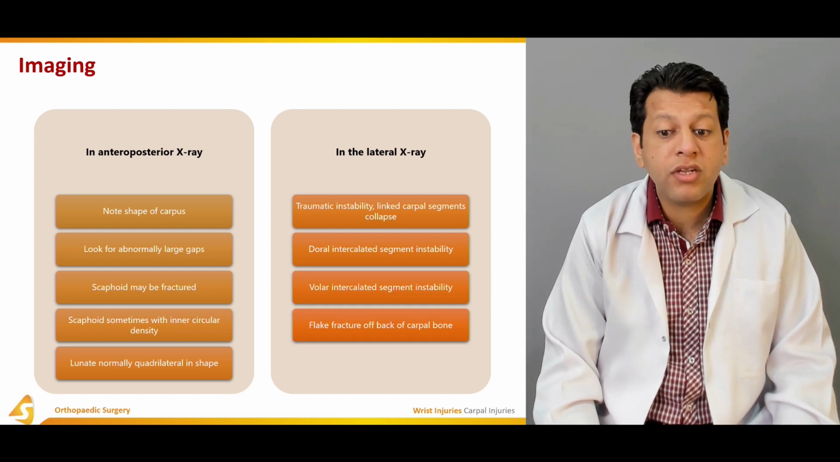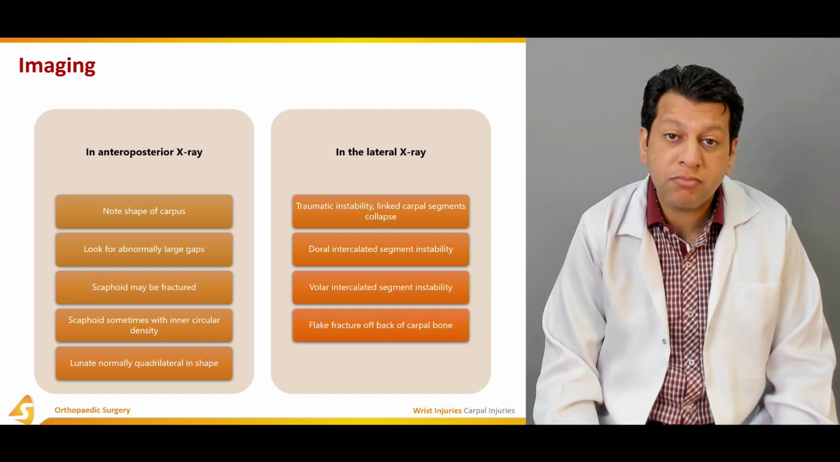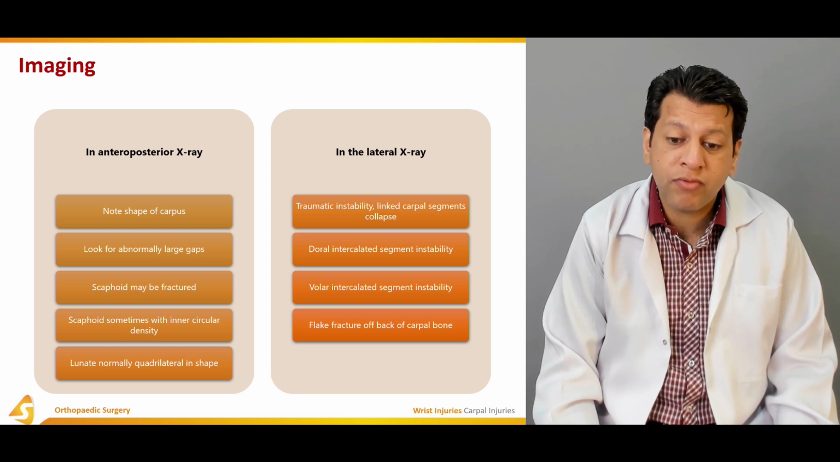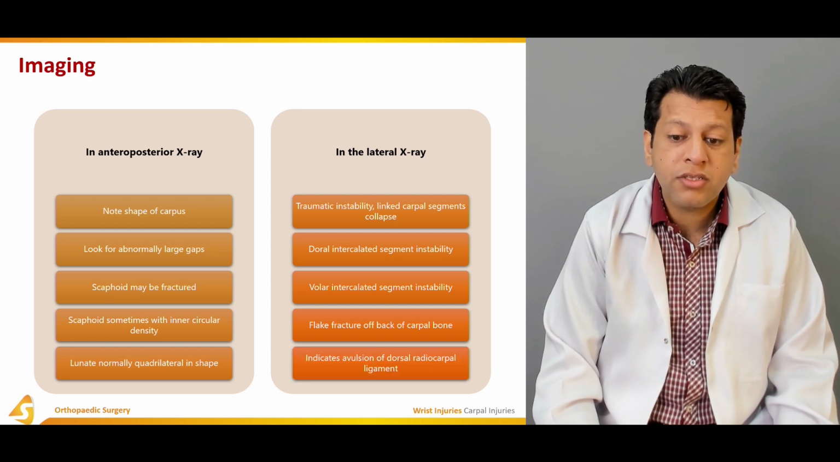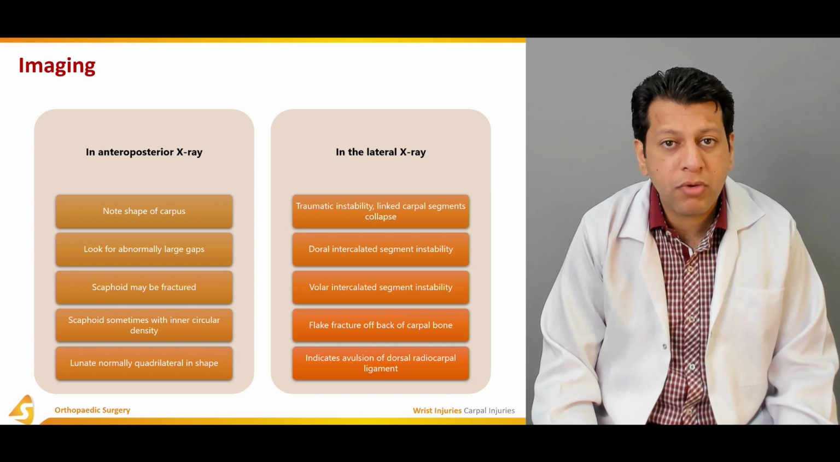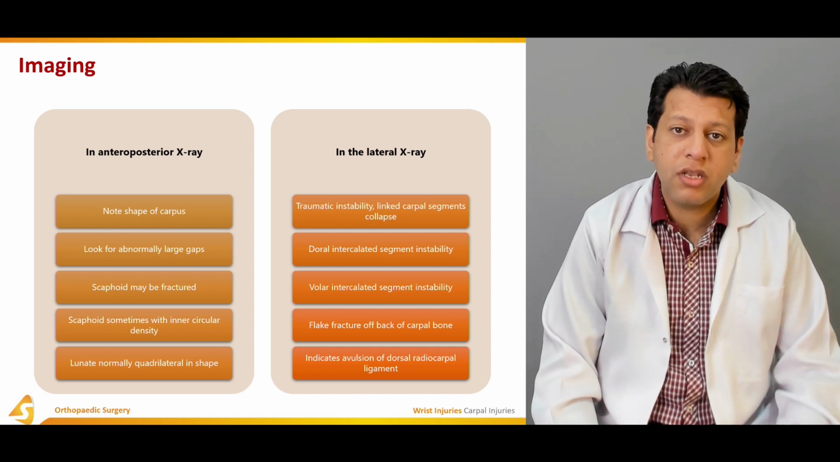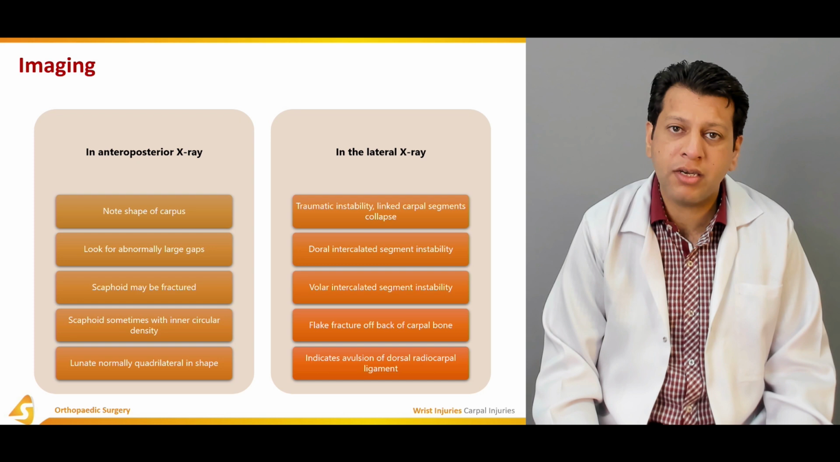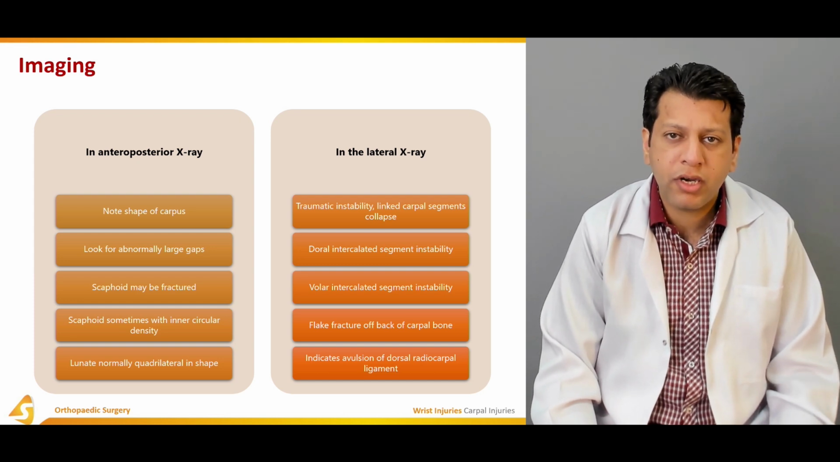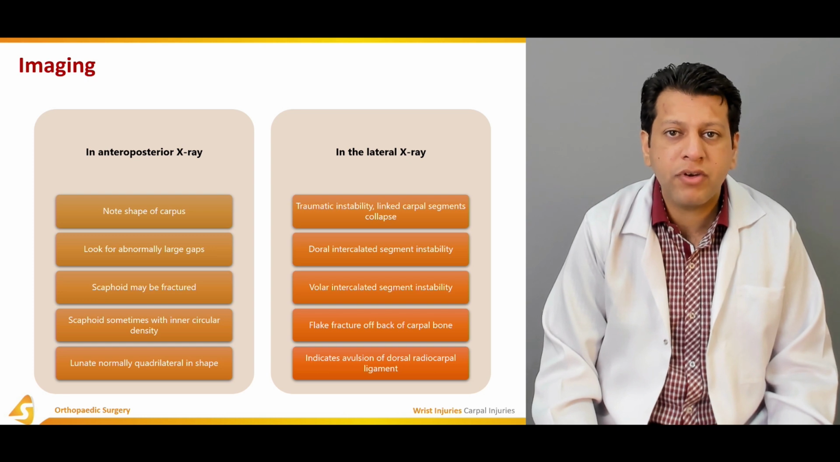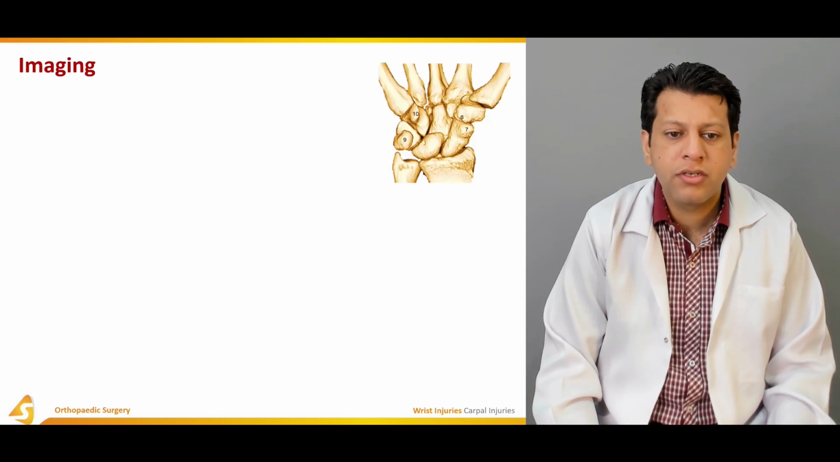There could be a flake fracture of the back of the carpal bones, which may be seen only on the lateral view. Usually it indicates avulsion of the dorsal radiocarpal ligaments. Once ligamentous disruption is suspected, even though there is no fracture, and there is pain and tenderness, we usually go for an MRI to look at which ligaments have been injured.